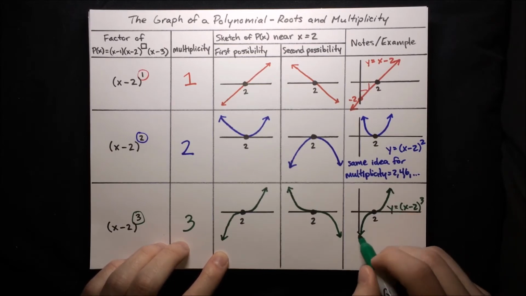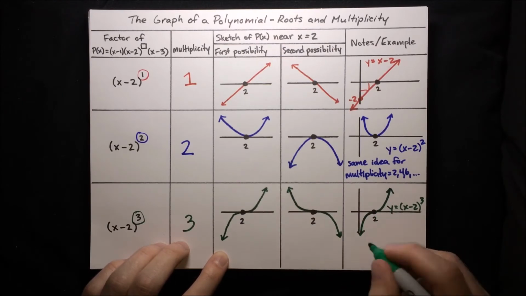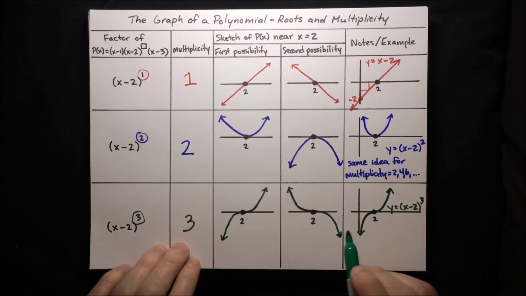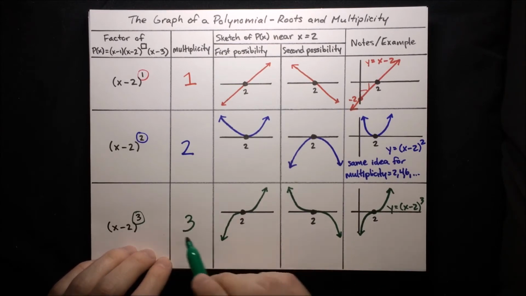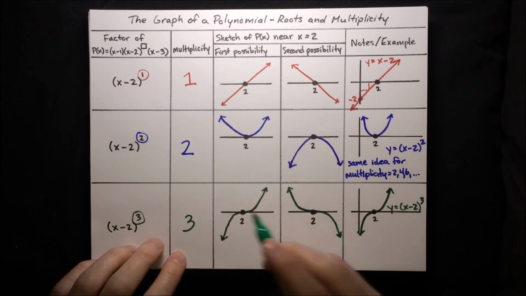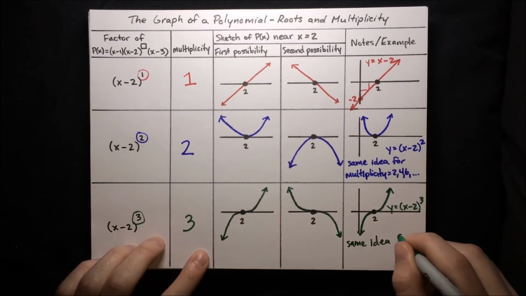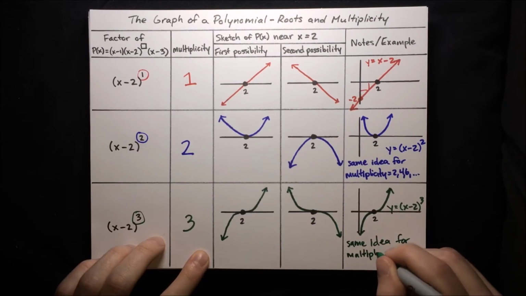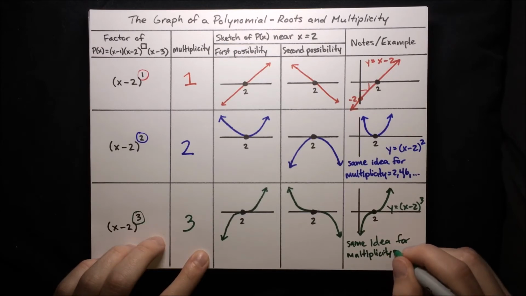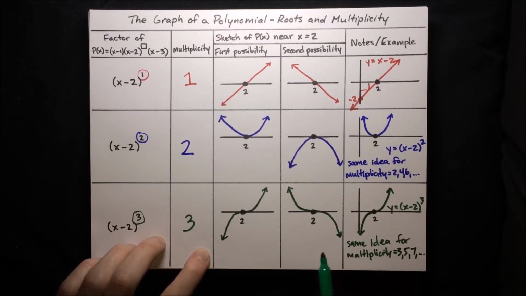But again, it's going through the root. It's not doubling back on itself. It's just going through the root. Now this is the same idea for multiplicities of not only 3, but also 5, 7, 9, and so on, just any odd multiplicity. So let's write that down. Same idea for multiplicity equal to not only 3, but also 5, 7, 9, and so on. So any odd multiplicity.